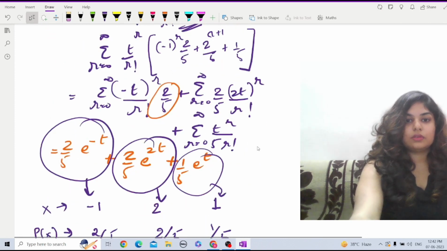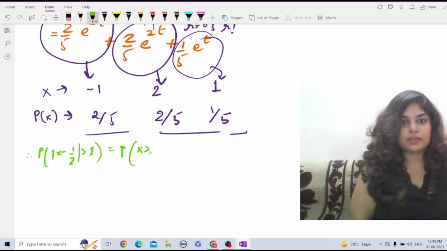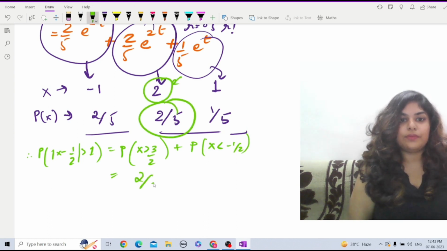So therefore, probability of x minus half greater than 1 is equal to probability of x greater than 3 by 2 plus probability of x less than minus half. Greater than 3 by 2 is, that 2 is the extreme value, so the probability is 2 by 5, plus less than minus half, we have -1, so the probability is 2 by 5. So the answer is 4 by 5.